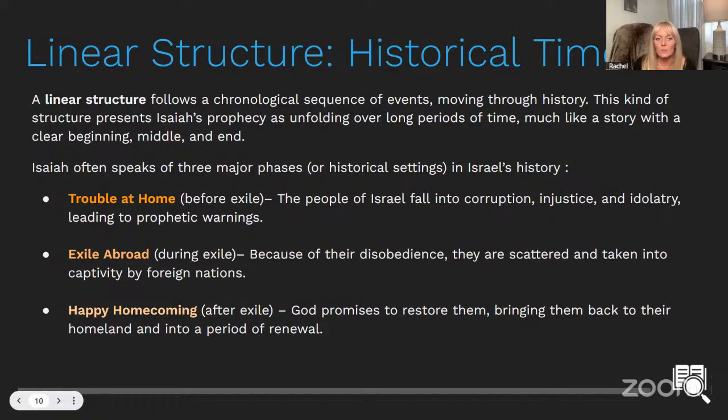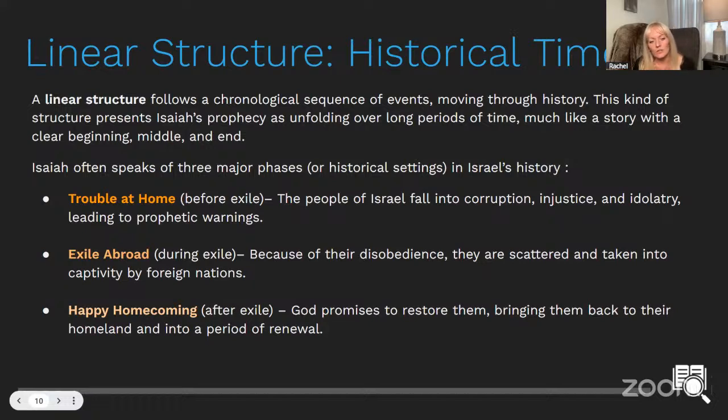Each of these has to do with Israel's exile, but there are also other types of exile, for an individual and a collective. The trouble at home is before they're exiled. As Cameron mentioned earlier, the setting for the beginning of Isaiah is that the people are falling into corruption, with injustice and idolatry happening, and a prophet comes to warn them. Then they become exiled because they have not stayed within their covenant, and so they're scattered and taken to foreign lands, or under captivity, whatever that looks like.